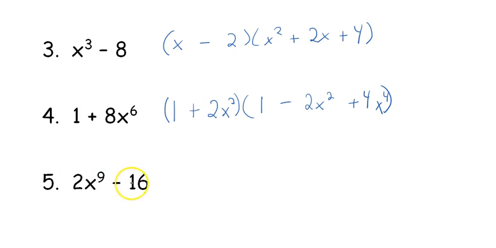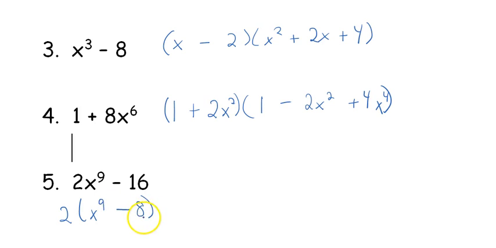Okay, for our last example, you're looking at it saying, oh, well, 9 is divisible by 3. That's great, but 2 and 16 are not perfect cubes. Well, that should trigger the memory that we are always supposed to check for a GCF, and 2 and 16 do have 2 in common. So you want to take that out, and that's going to leave you with x to the 9th minus 8.